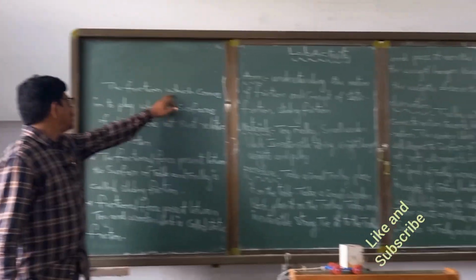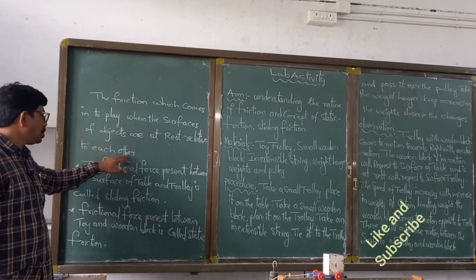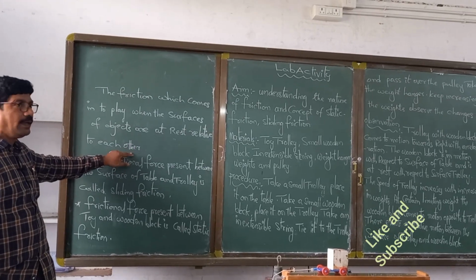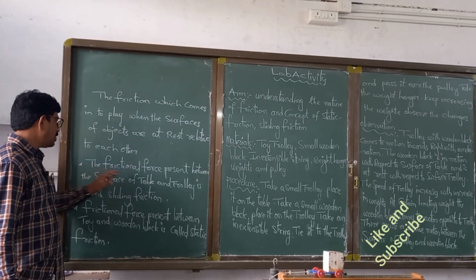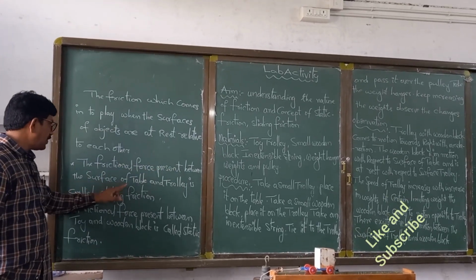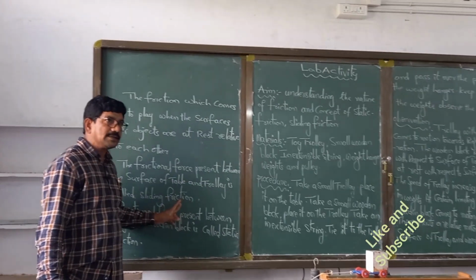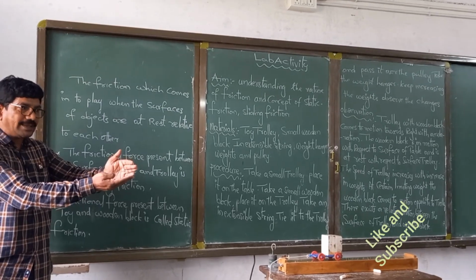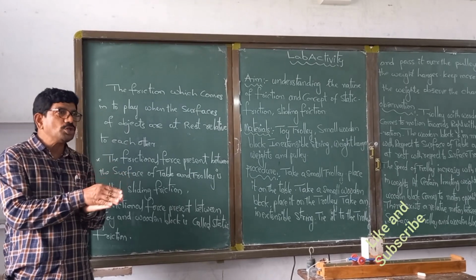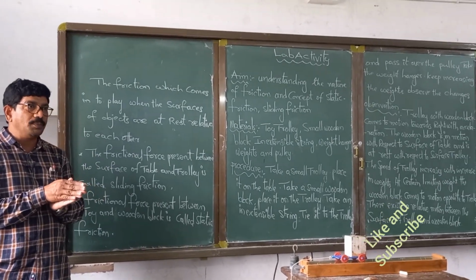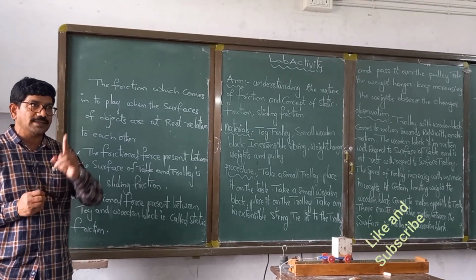The friction which comes into play when the surfaces of objects are at rest relative to each other is what we call static friction. Static friction. In this experiment, the frictional force present between the surface of the table and the trolley is called sliding friction. What we call it? Sliding friction. Because the trolley is sliding on the surface of the table. At that time, some force opposes the motion of the trolley, because the trolley is sliding over it. That frictional force is known as sliding friction.